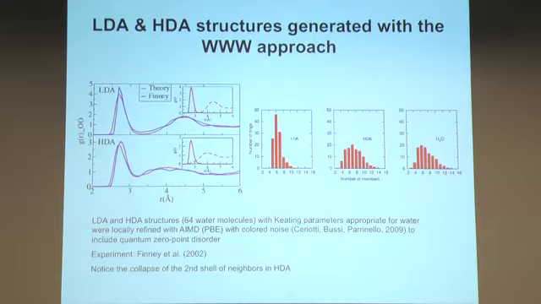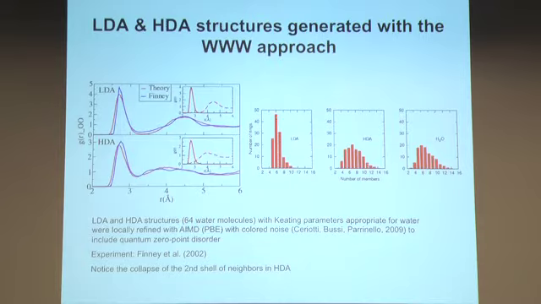And once we generate the network structure, we can then locally refine this structure by doing ab initio molecular dynamics with colored noise. That was a technique introduced by Michele and collaborators to include quantum zero-point motion in the system. And this is the structure that we get with this technique, compared with experimental neutron diffraction data.